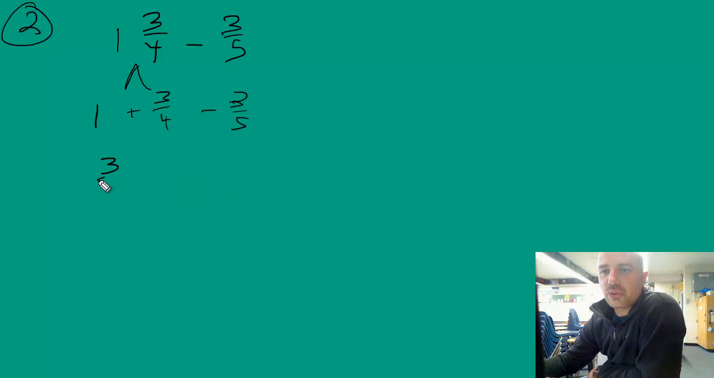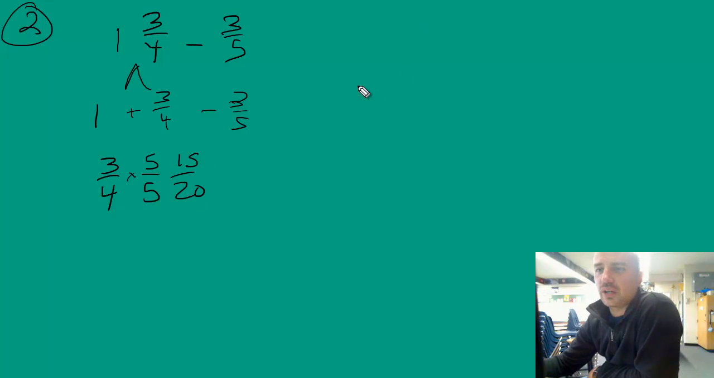I got 3/4, and I need to get it to 20ths. I know I'm going to multiply 4 by 5, and I need to do 3 by 5. And 3 by 5 would be 15, and so I know I have 15 20ths. I'm going to rewrite this whole thing over here, just so I don't confuse myself. I have 1. I'm putting a plus in there just to remind myself that I'm not subtracting that 1, that 1 is a part of this whole thing.